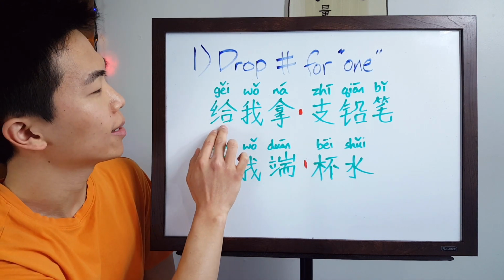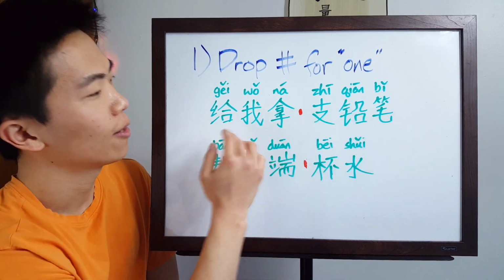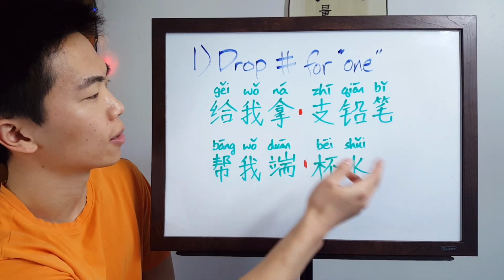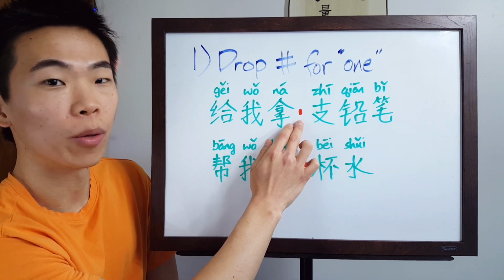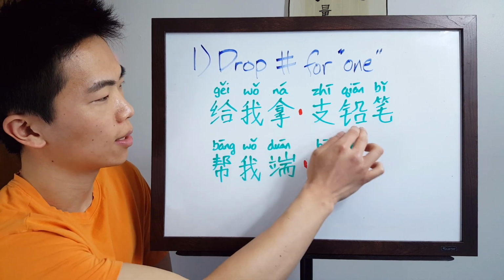The first one is, 给我拿支铅笔. Give me a pencil. Help me get a pencil. The red dot represents where the 1 would go. So a full sentence would be, 给我拿一支铅笔.